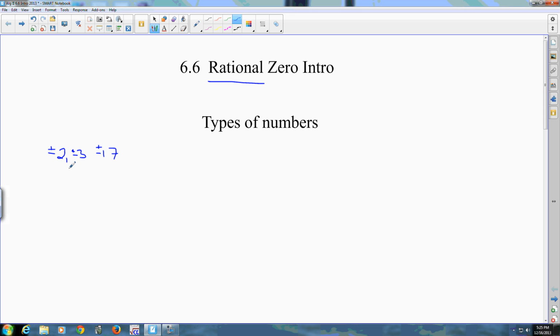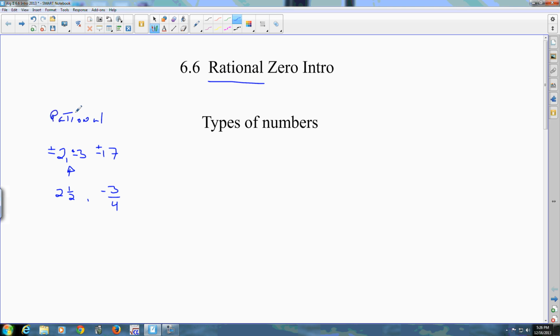Okay? Then, when you started looking at the space in between them, you started coming up with numbers like 2.5 or -3/4, things like that. Anything that can be written as a fraction is a rational number. Anything that can be written as a fraction is rational. Okay, so rational.